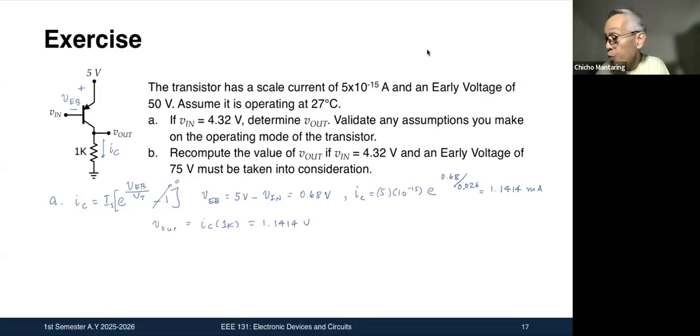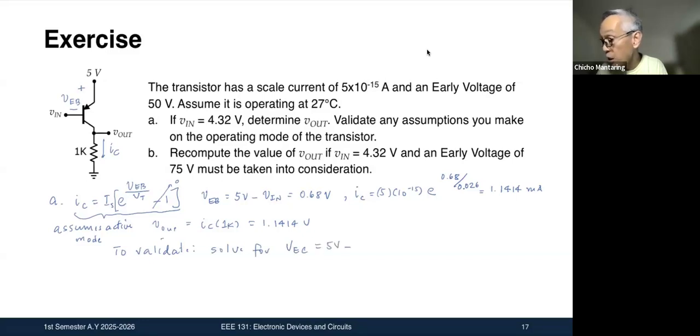Okay. Now remember, you want to validate, because this is only valid if it is in active mode. So this assumes active mode. To validate, what do we have to solve for? To validate, you solve for VEC, which is equal to 5 volts minus V out. So that is equal to, in fact, I don't have that figure. Let me do it.